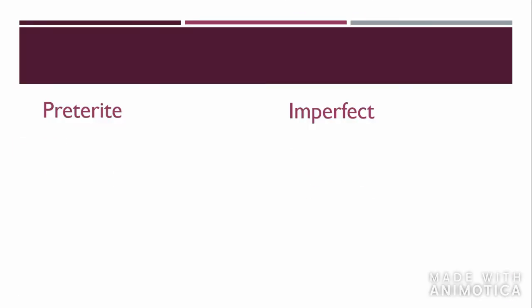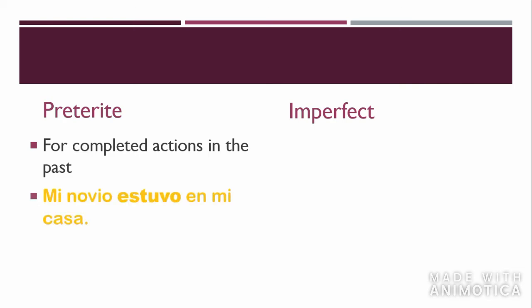Next, the preterite tense is used for completed actions in the past. Por ejemplo, mi novio estuvo en mi casa. So you know that 1 minute he was there and the next minute he wasn't. So, for example, it could be that he came to my house because he wanted to see me and then he left. So, I am specifically letting you know that the action was completed.